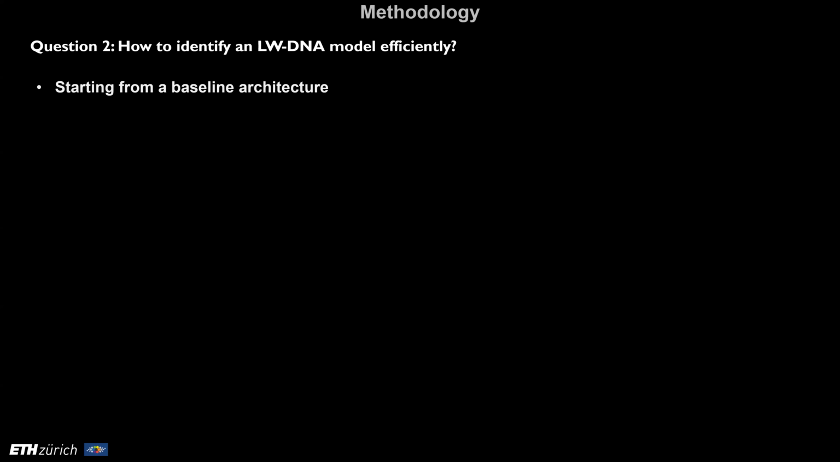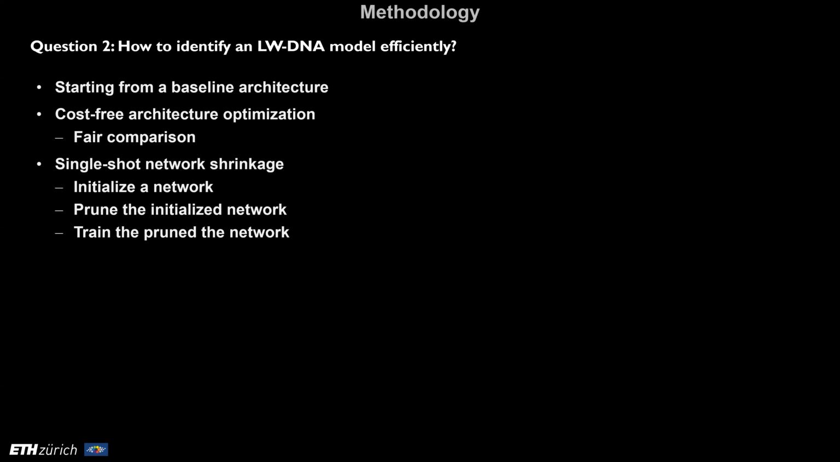Basically, we can start from a baseline architecture, and we want a cost-free optimization method. Keep in mind that the cost-free optimization forms a basis for a fair comparison between the baseline and the optimized architecture. And we solve this problem with a single-shot network shrinkage method. That is, we first initialize a network, and then prune it, and then lastly train the network from scratch.